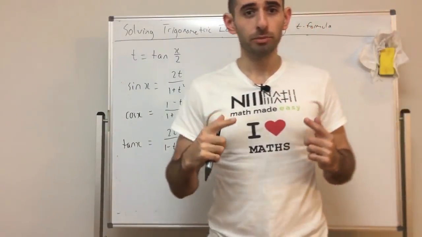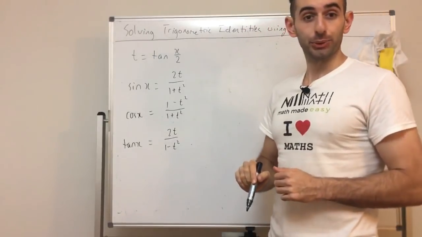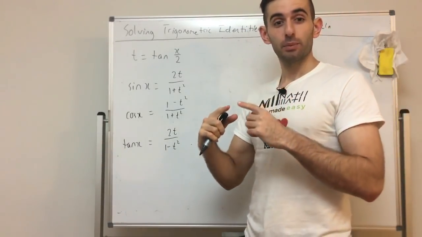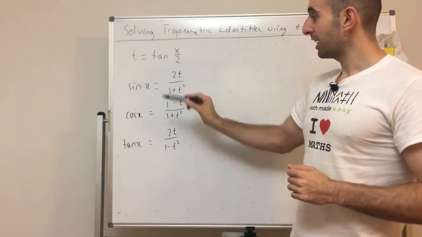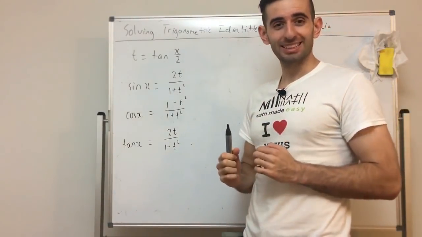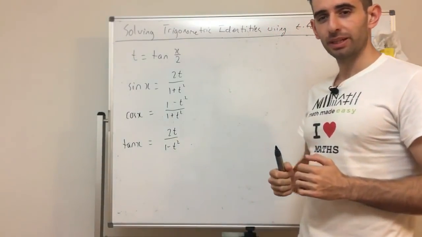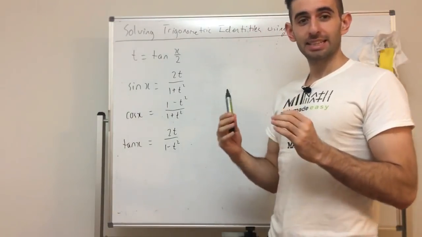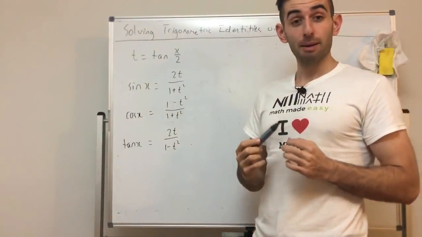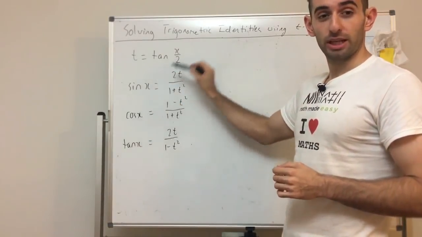So what are the T formula? Well, it's based on letting t equal tan x on 2. And if we do that, then we get different identities for sine, cos, and tan x. So sine x is 2t on 1 plus t squared. Cos x is 1 minus t squared on 1 plus t squared. And tan x equals 2t on 1 minus t squared. These are derived from using the double angle identities, because we're using x on 2 and x. So those are double angle identities.